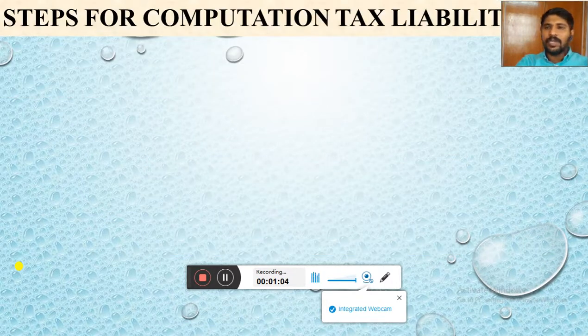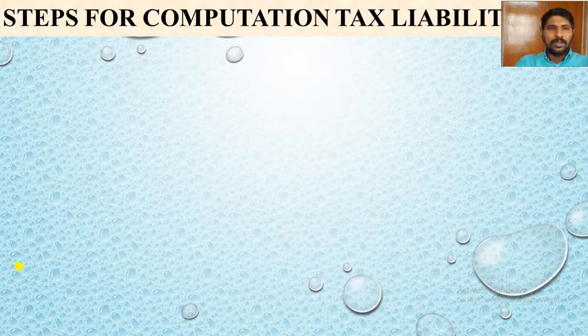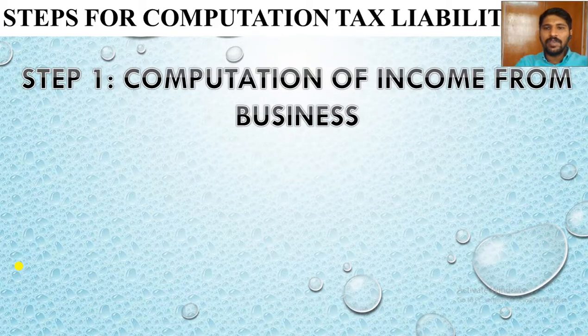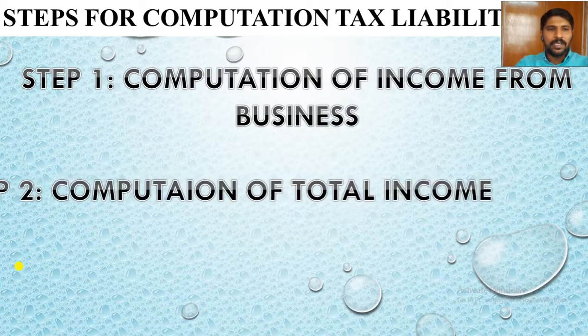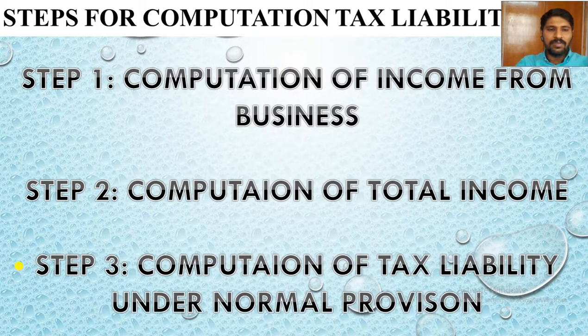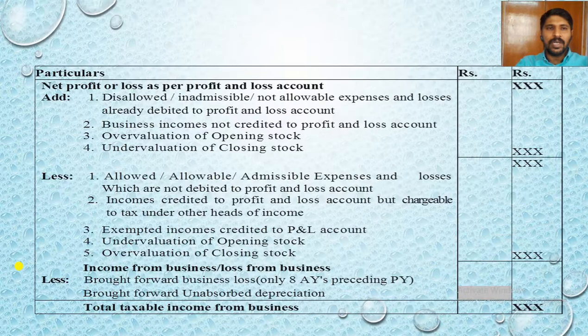In order to compute the tax liability of the company, the following steps should be followed. There are 3 steps for calculation of tax liability of company. Step 1, computation of income from business of company. Step 2, computation of total income of company. Step 3, computation of tax liability of company under normal provisions. Okay, let us understand one by one.